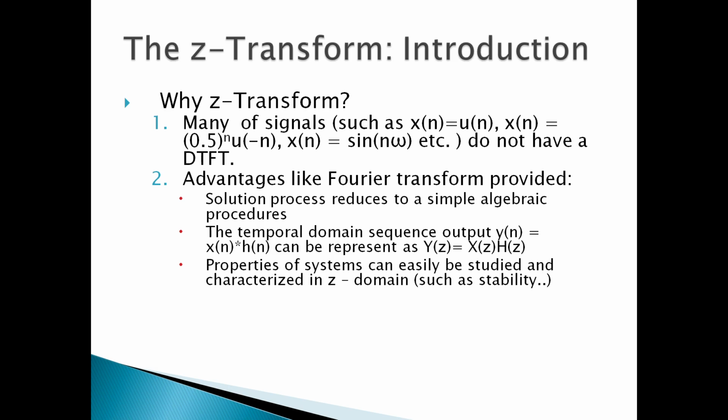Here the signal y[n] equal to x[n] convolved with h[n] can be represented as output Y(z) equal to input X(z) into H(z). Properties of systems can be easily studied and characterized in Z domain, unlike Fourier transform and Laplace transform where we rely on S domain.